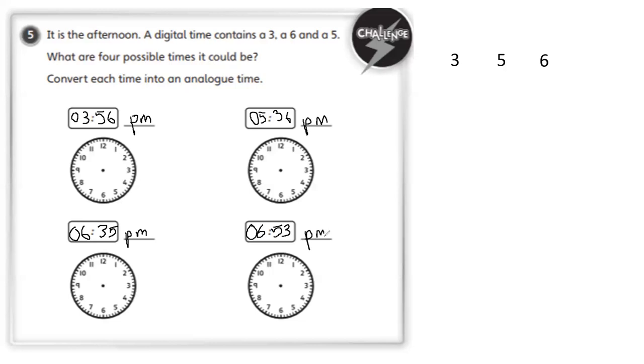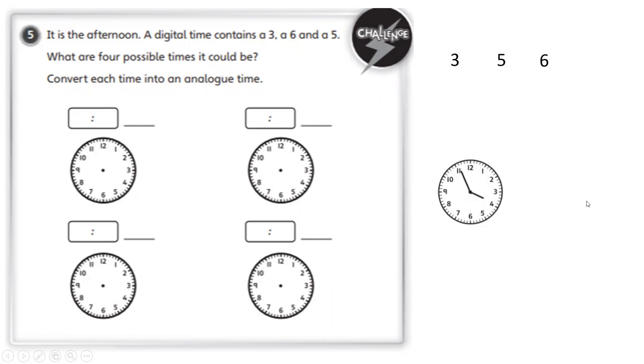So now I want to have a look at how I would do that using the analog clock. So I'm just going to pause for a minute. Right, so I've had to get rid of the times, but we remember that this one was saying 3:56, and the analog for that is 3:56 is the same as 4 minutes to 4. So that would be what that analog clock looks like. This one was 5:36, so the analog for that would be 36 minutes past 5.